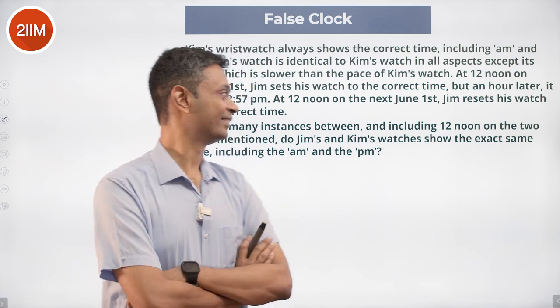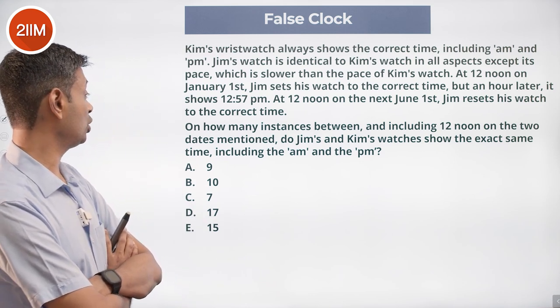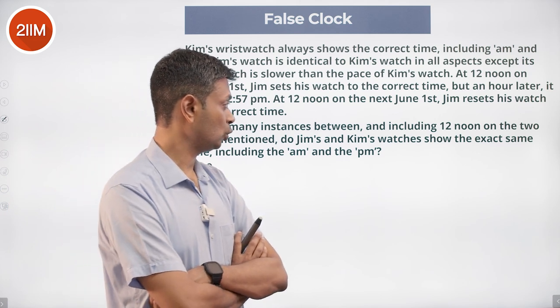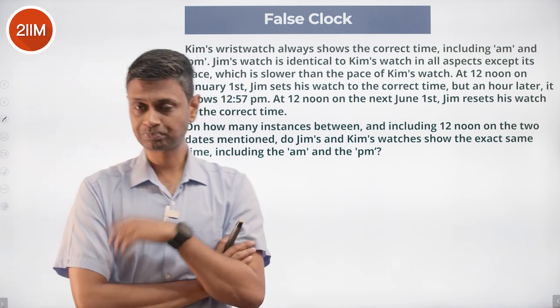It's that bad. Fine. So on how many instances between and including 12 noon on the two dates mentioned, do Jim's and Kim's watches show the exact time, including the AM and PM?